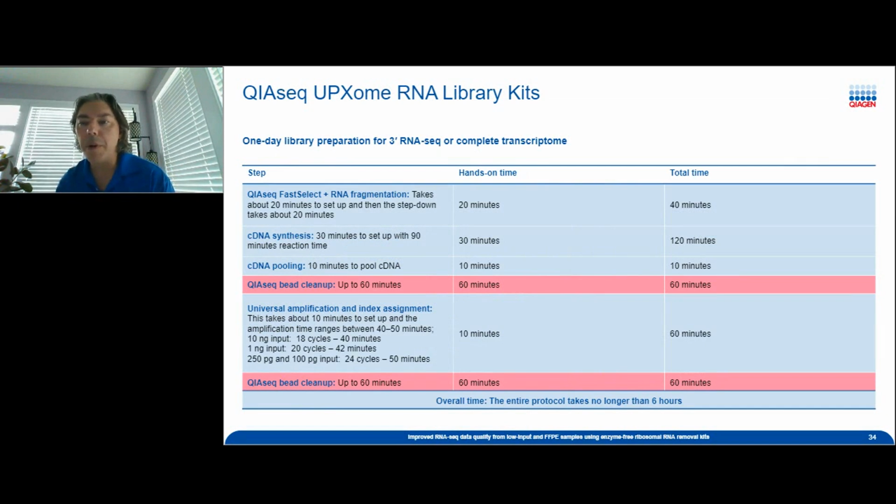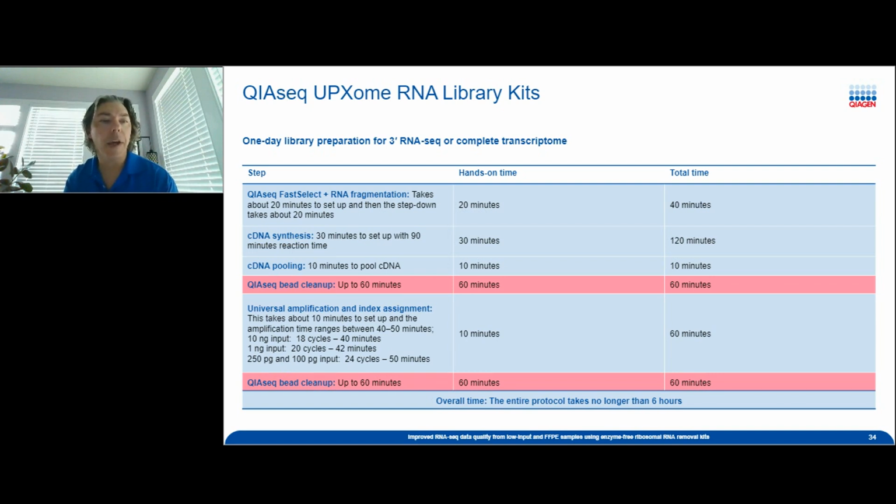Our new RNA library kits were built specifically with FastSelect in mind, so they are quick, easy, and efficient library construction kits. The total protocol is done in less than 6 hours with really minimal hands-on time. Most of the hands-on time is based around doing the bead cleanup steps, which, if you're lucky enough to have a robot in your lab, you can actually automate.